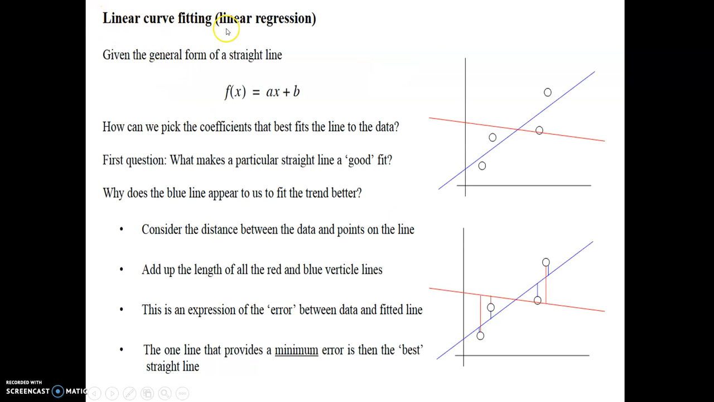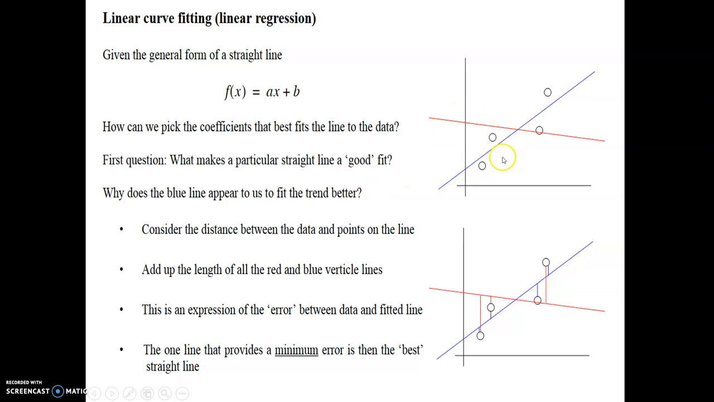Now, linear curve fitting or linear regression. What exactly is linear regression? That we'll see now. The general form of a straight line is described by the function ax + b. How can we pick the coefficients that best fit the line to the data? First question, what makes a particular straight line a good fit? Why does the blue line appear to fit the trend better?